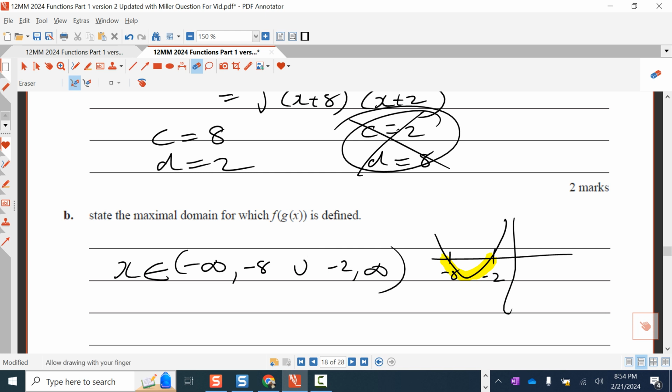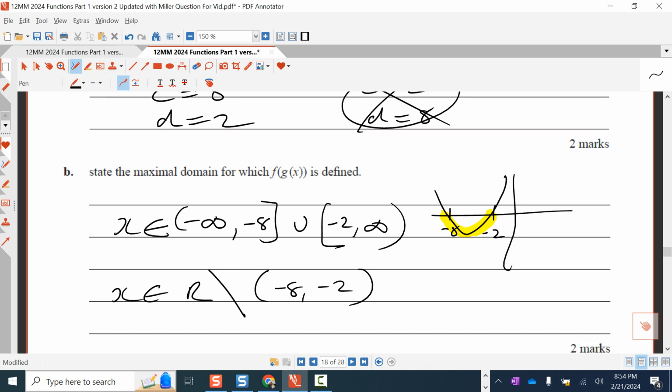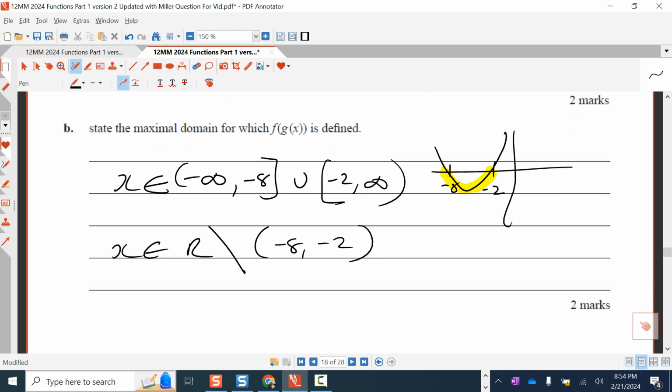Mistake there. So they've got to be squared off, like so, because if you use -8, it'll produce a 0, which is actually fine, because you can square root 0. What's another way of writing that? X is an element of all reals, not including the values of -8 to -2. That would be another way of describing it. You know, whatever you want, as long as it's described mathematically correctly, then you'll get the mark for that.